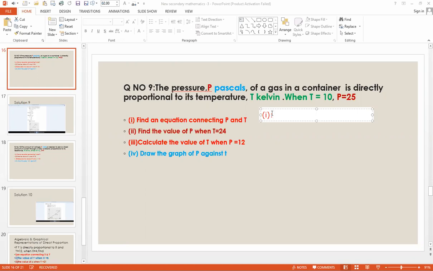According to the question, which variable is given in the first place? P is given. So according to the question, it is given P is directly proportional. For directly proportional, which letter do you have to use? Small k. And the other variable which is given is T for temperature. Okay, so this means P is equal to kT. Now the values of P and T are given. What is the value of P? That is 25. And what is the value of T? That is 10. Okay.